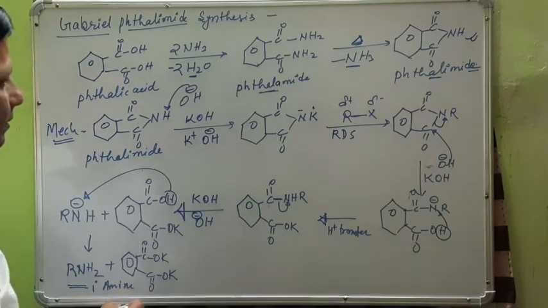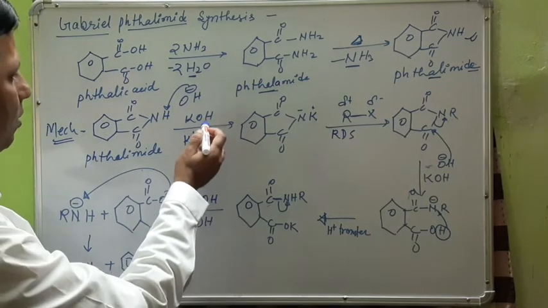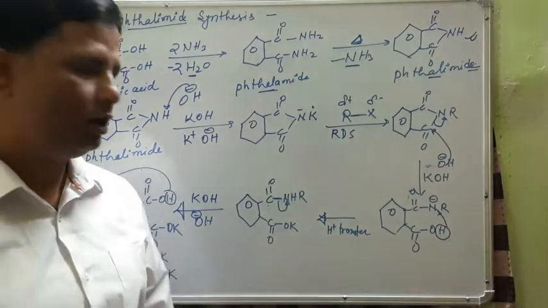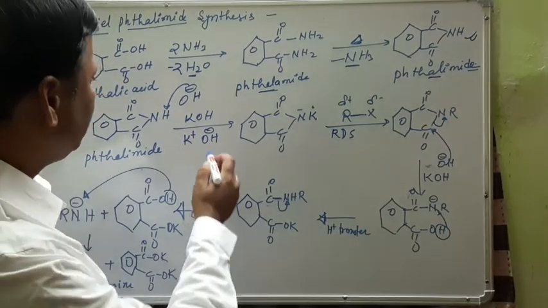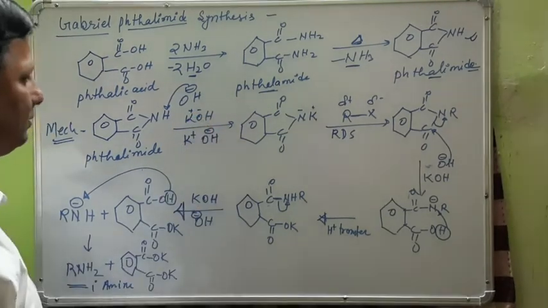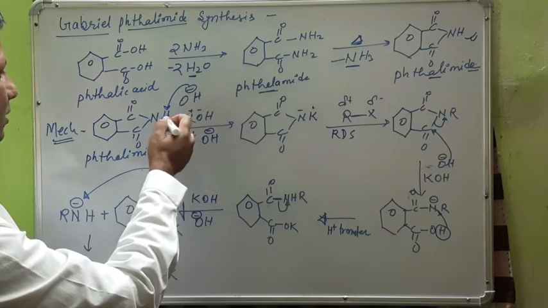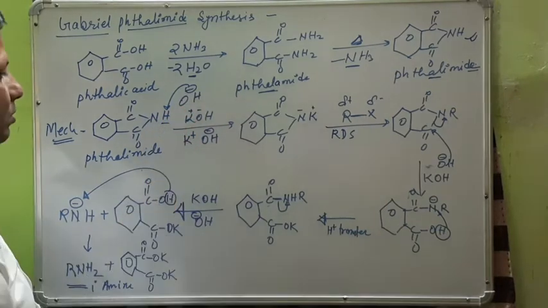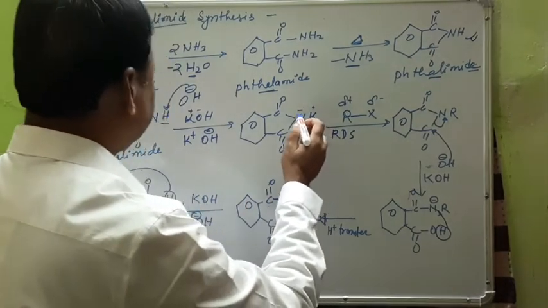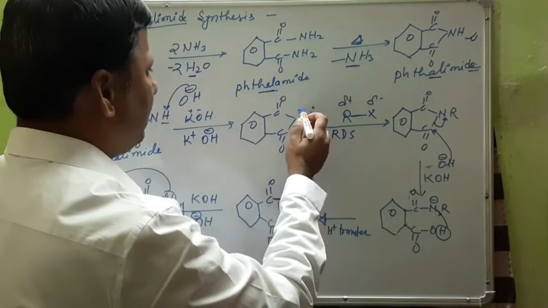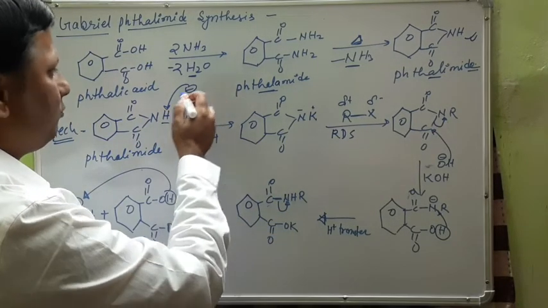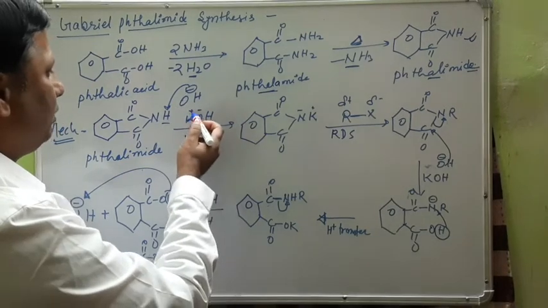So this is phthalimide. We treat this phthalimide with 1 mole of base. We can use NaOH or KOH. Here we are using KOH. So KOH contains K plus and OH minus. This OH minus will attack at this acidic hydrogen, because this is acidic in nature. So it will get converted to N minus and K plus. H plus will be removed from here and K plus will get attached here.